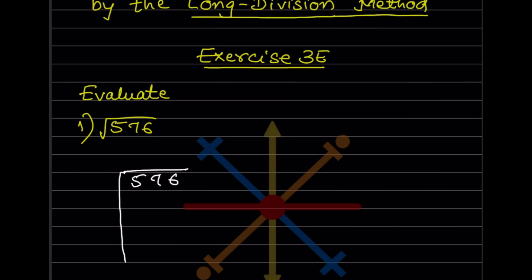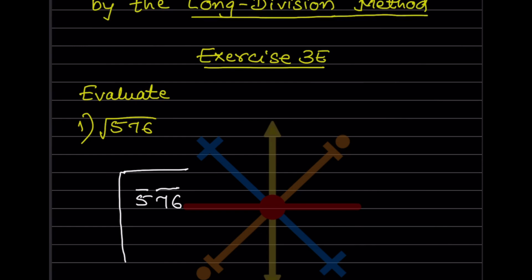And we have to divide it into pairs. We will start from the unit place. I'll write it like this. So this is the unit place. We are going to divide it into pairs. So here will be one pair and this will be single.